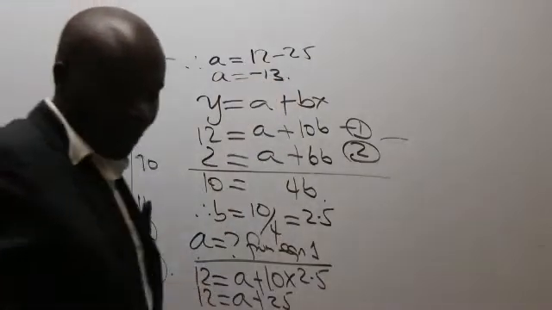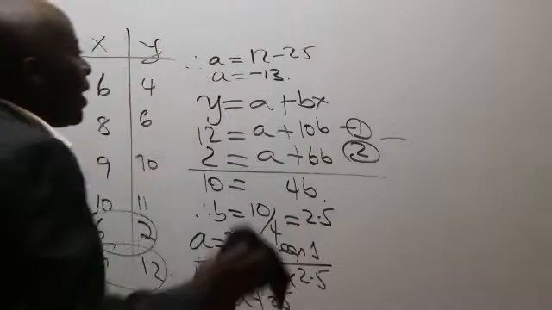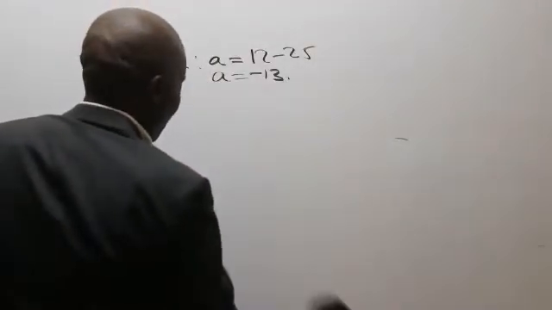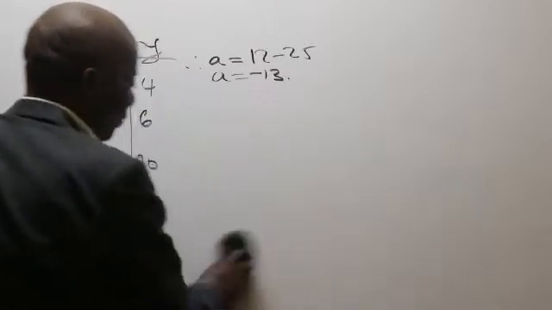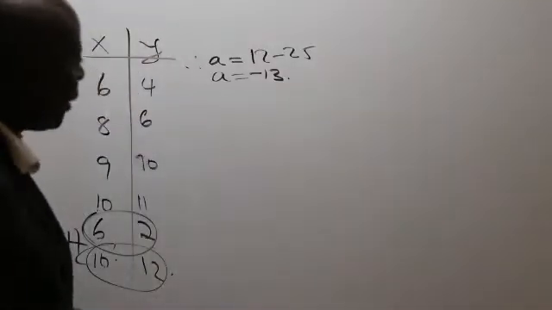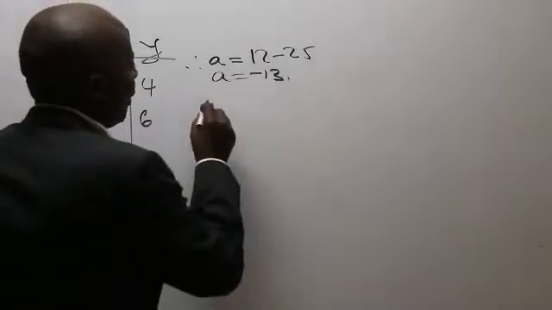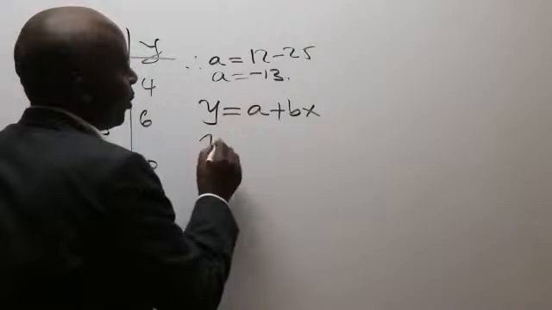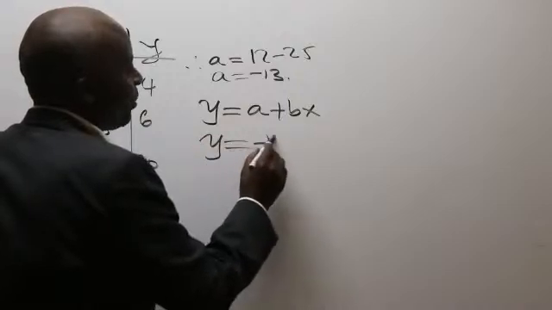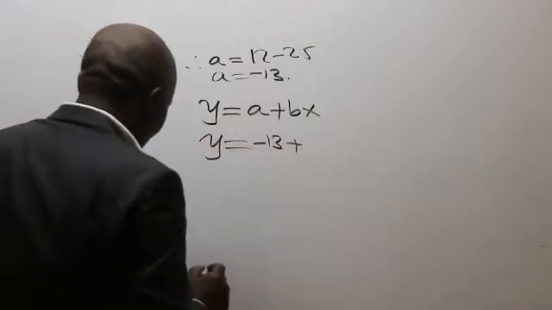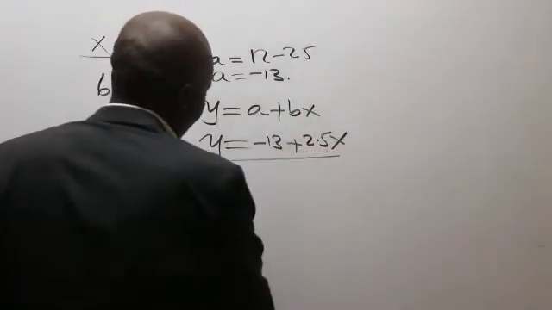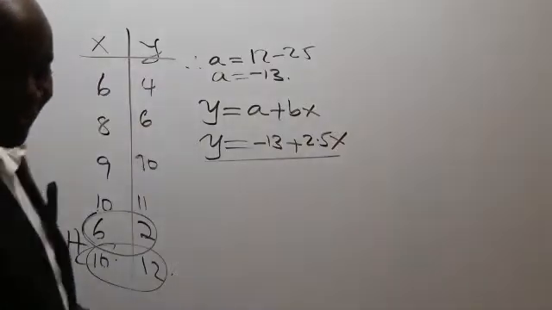So the only thing that I need to do very fast here is to write down the equation. So our equation, remember, is y equals a plus bx. So our y will be equal to a, which is minus 13, plus b, which you told me is 2.5, x. Let me see whether there is anybody who got this correctly.